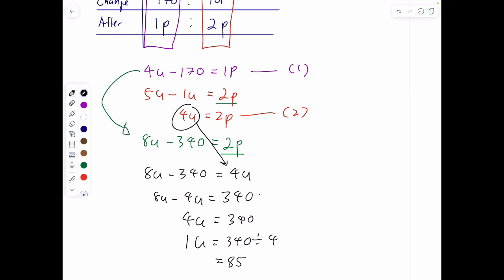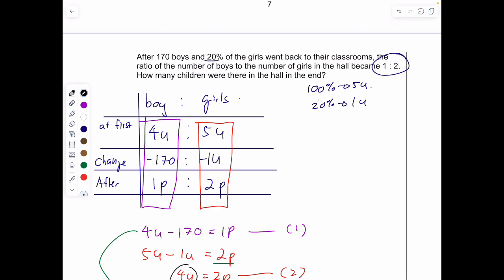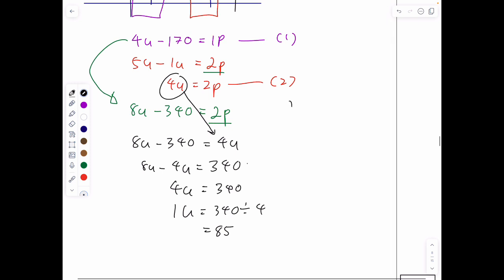So now that I found out what is actually 1u, I'm able to answer this question. How many children were there in the hall, okay, at the very first place? So what we can do is, we know that the total is actually 9u right from the start, correct? So therefore, I want to know what is 9 units. 9 units will be 85 times 9.